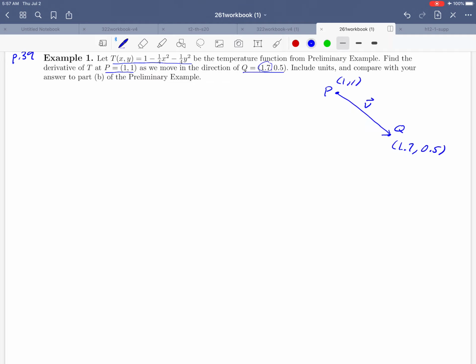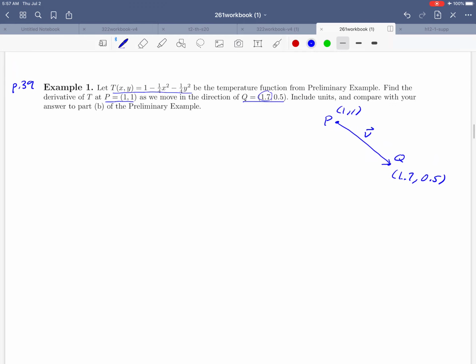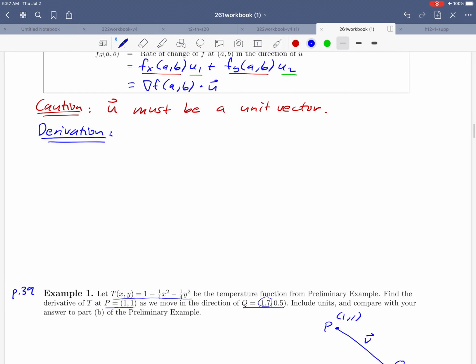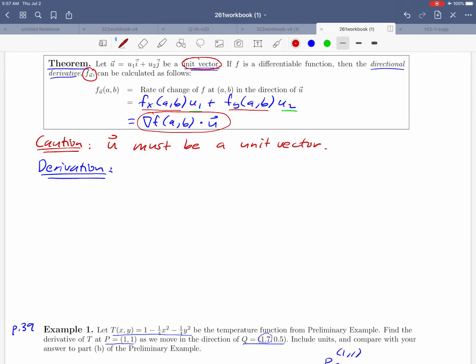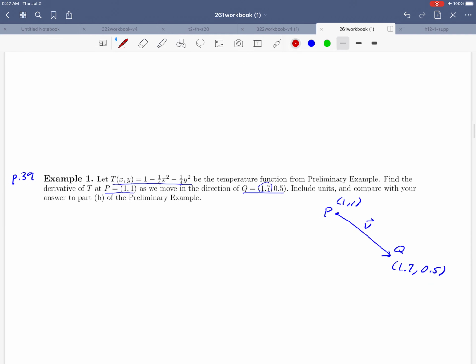And let's take a look at what we need to do in order to find this derivative. The idea is we're going to use the formula up here that we just derived. Okay, so notice that we need two things to use that formula. We need the gradient, and we need a unit vector in the direction that we're moving. All right, let's start with the gradient.